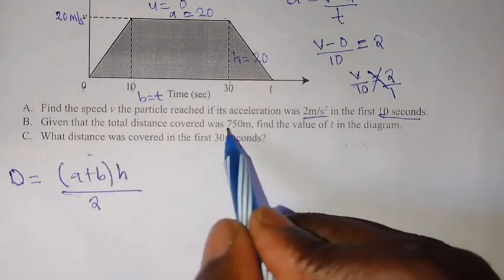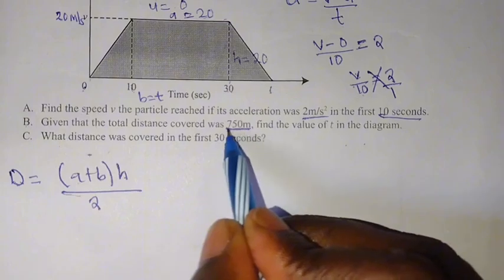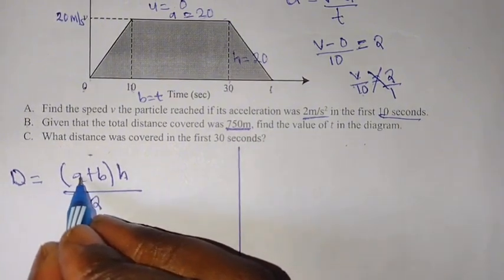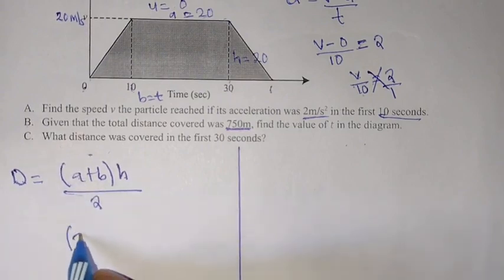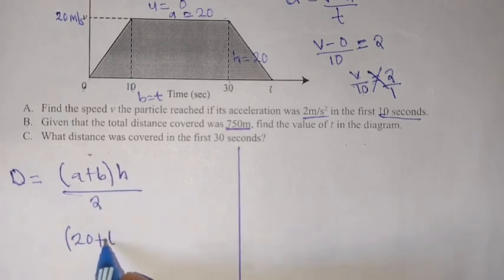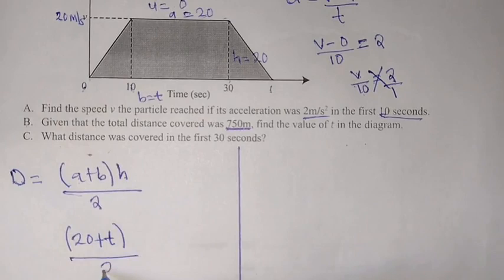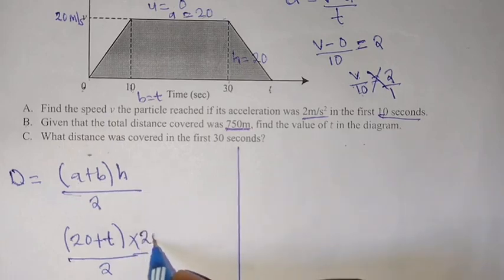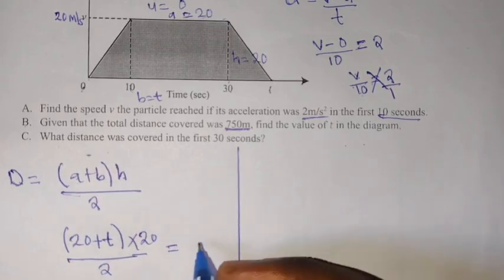So here they have given us that the total distance is 750. So we are going to write where there is A, we are going to put a 20 plus where there is a B, we are going to put a T over 2, times where there is H, we'll put a 20. Then we equate this to the total distance.